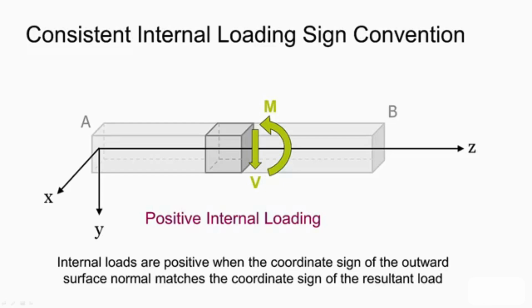On the left face, it's actually the opposite. Our outward normal is in the negative direction, therefore a positive shear force has to be in the negative direction, and a positive moment has to be in the negative x direction. Okay? Because a negative times a negative gives you your positive.